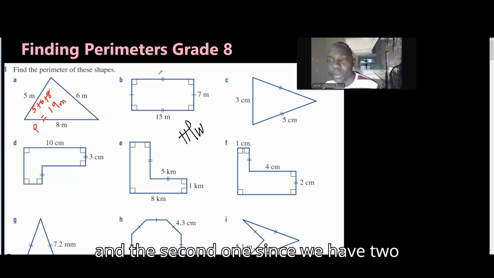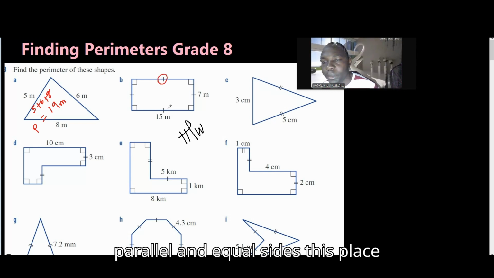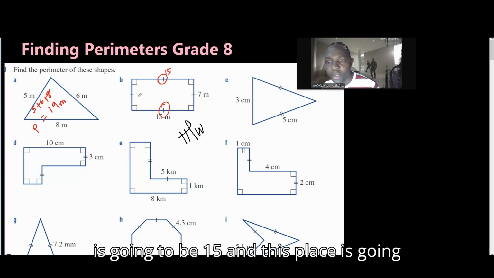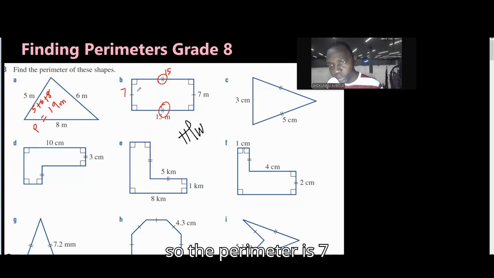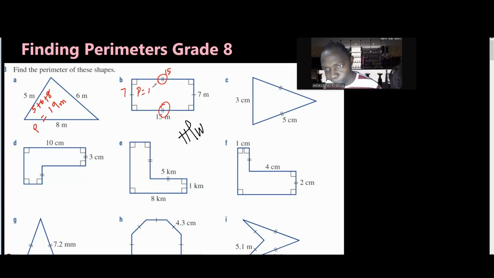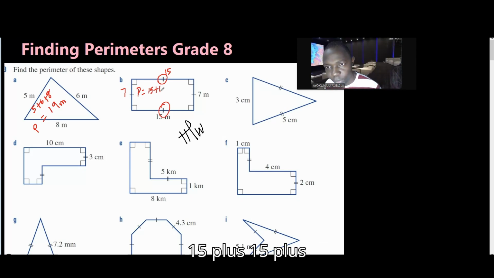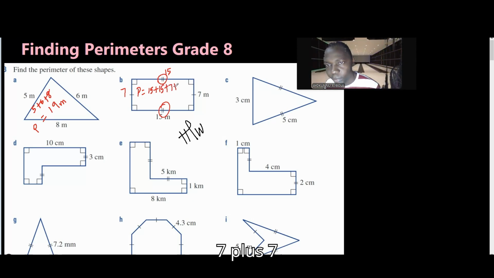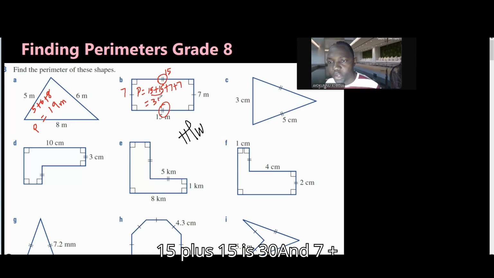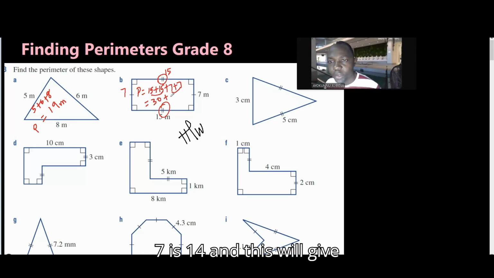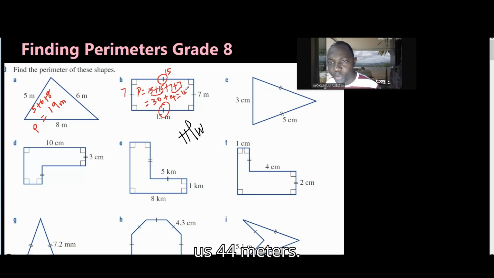And the second one, since we have two parallel and equal sides, this place is going to be 15 and this place is going to be 7 because the other one is 7. So the perimeter is 15 plus 15 plus 7 plus 7. 15 plus 15 is 30 and 7 plus 7 is 14, and this will give us 44 meters.